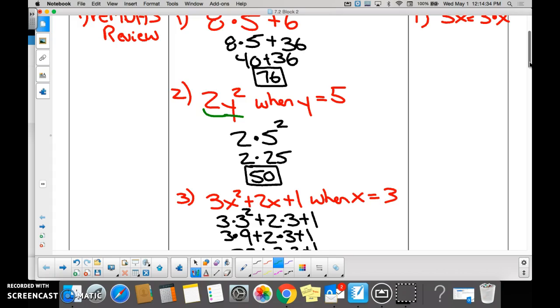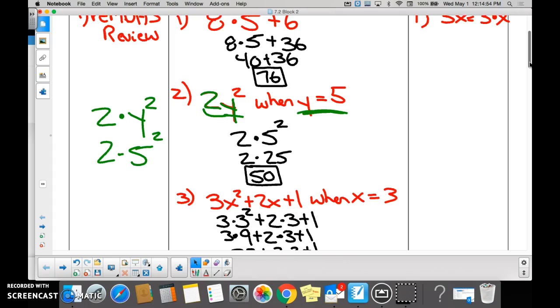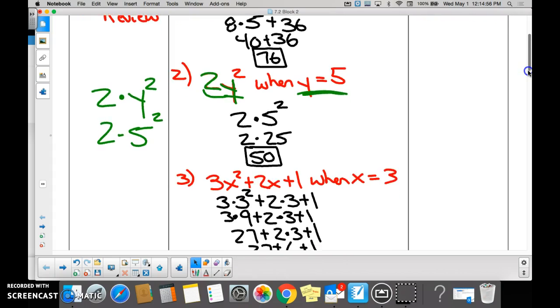Okay, remember, when you have a 2 in front of a y, what are we doing with the 2 and the y? So it's literally 2 times y squared, and what does y equal, you guys? So then it would be 2 times 5 squared, right? And from there, you guys are cool with order of operations. Okay. That was our only issue there. Moving down, number 3 we did well with.